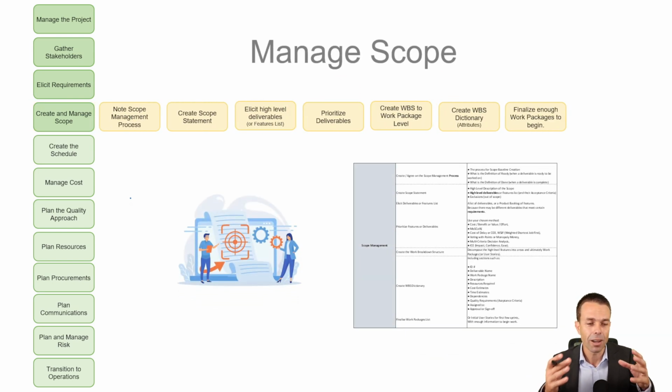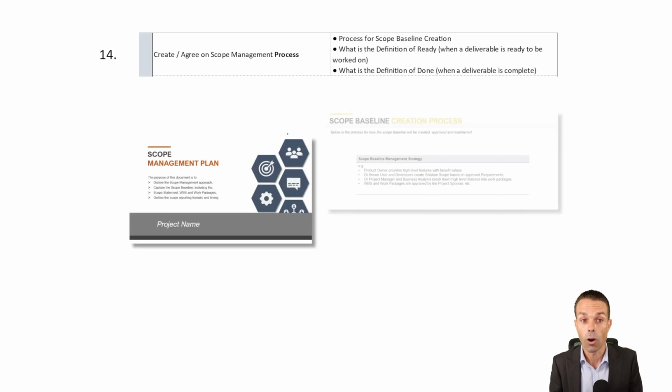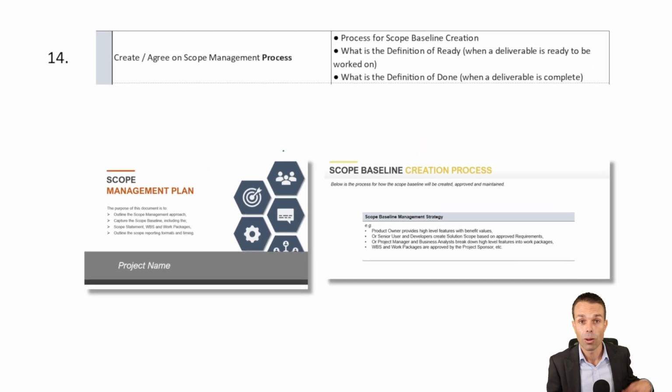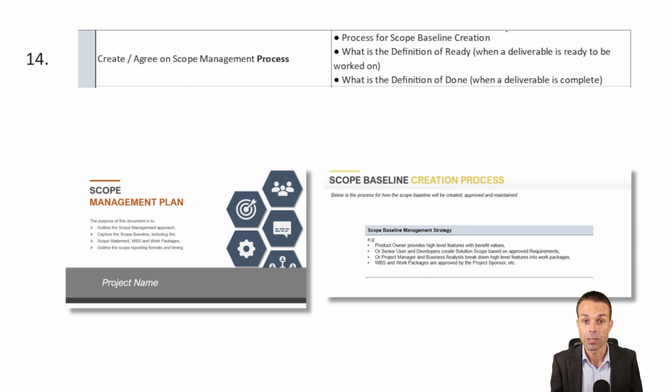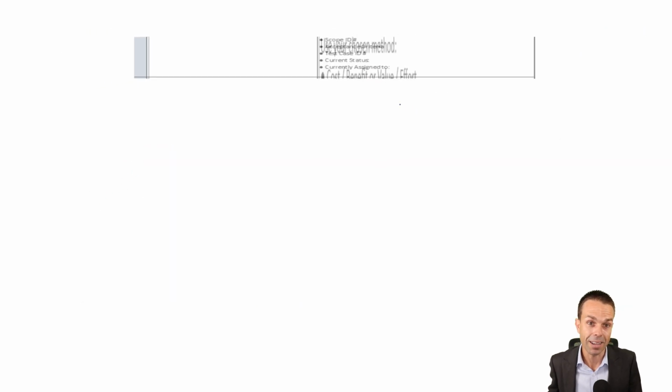All of these things have a great importance, and so each step in its own way is important. Now that we've gathered the requirements, we want to figure out the scope that we need to meet those requirements. So let's get into this process. Creating and agreeing on the scope management process, which is how are we going to manage scope? What's the process for scope baseline creation, which is just our list of deliverables that are approved and ready to go? What's the definition of ready and what's the definition of done on our project? So when something is ready to be worked on and when something is ready to be accepted by our customer.